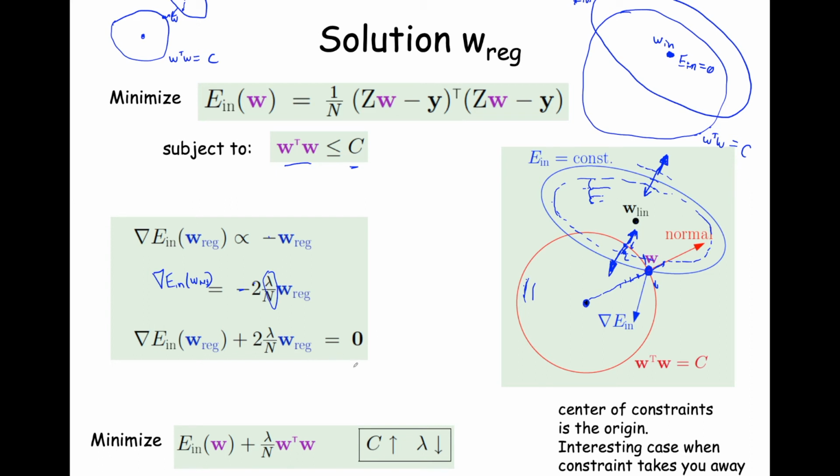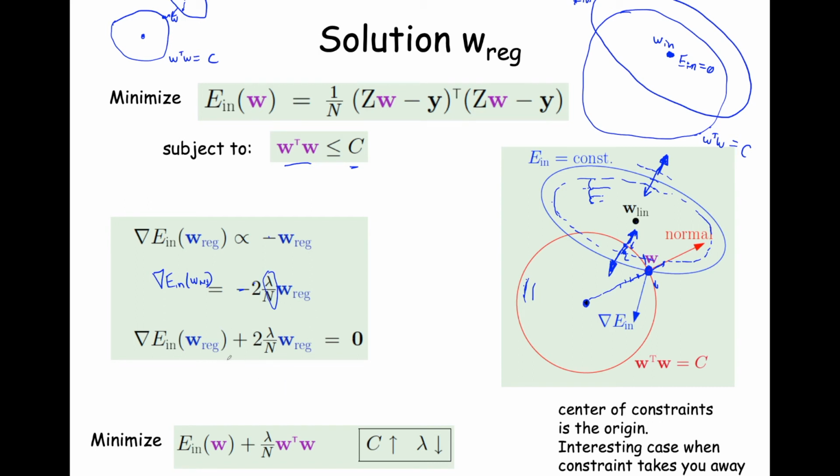And so this is a minimization problem, which was originally to minimize in-sample error subject to the constraint that W transpose W is at most our soft weight budget C. It becomes the gradient of En at W reg plus 2 lambda upon n W reg equal to 0. That's the result of a minimization problem: you minimize something smooth and differentiable by taking the gradient and setting it to 0. So let's look at the original problem and think about what expression, when we take the derivative and set it to 0, gives this quantity, the gradient of En at W reg plus 2 lambda upon n W reg.